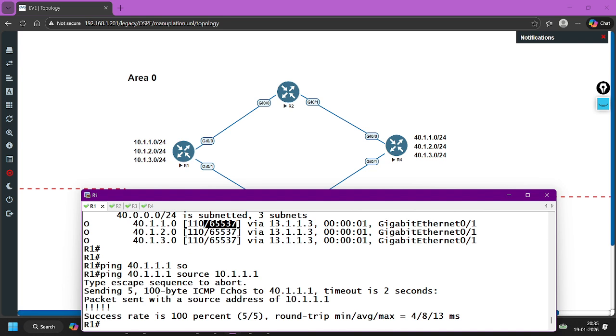Earlier it was performing load balancing. Now via router number 2, it is the primary path. The upper path is the primary path, the lower path is now the backup path. Right?